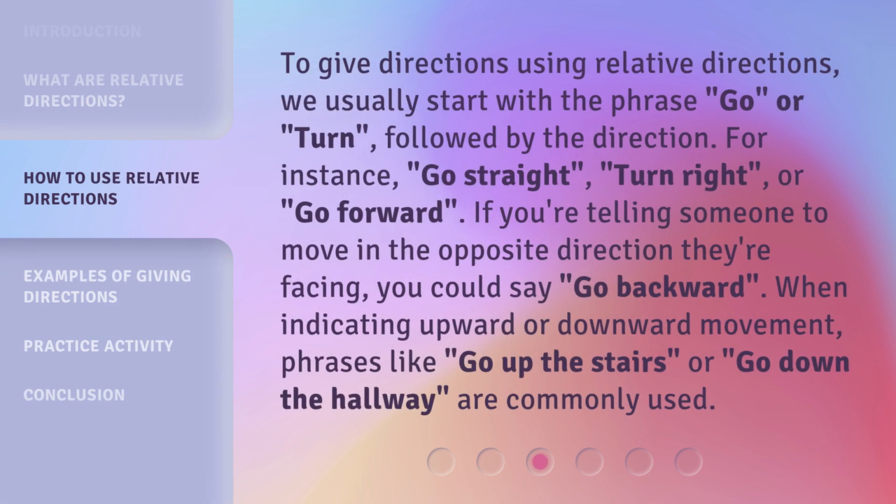To give directions using relative directions, we usually start with the phrase, go, or turn, followed by the direction. For instance, go straight, turn right, or go forward. If you're telling someone to move in the opposite direction they're facing, you could say, go backward. When indicating upward or downward movement, phrases like, go up the stairs, or go down the hallway, are commonly used.